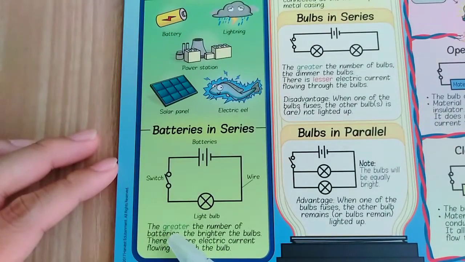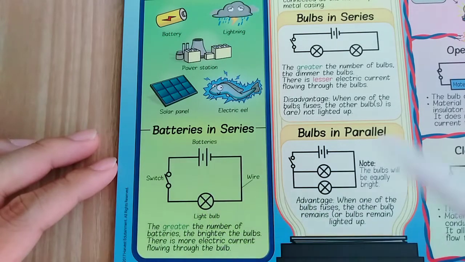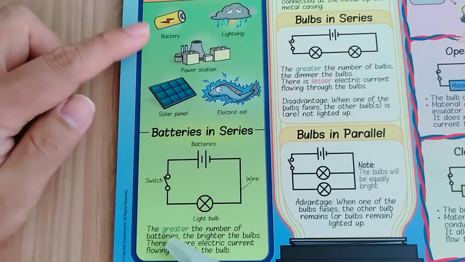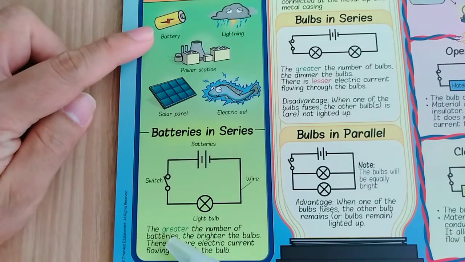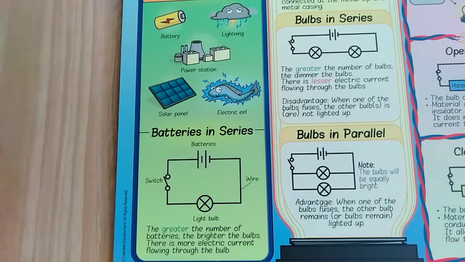Now, how can we increase the brightness of the bulb? When we increase the number of batteries, the brightness of the bulb will increase, because more batteries means there is more stored energy that can be converted into electrical energy. We will learn more about this idea of stored energy when you're at P6, learning about forms of energy.